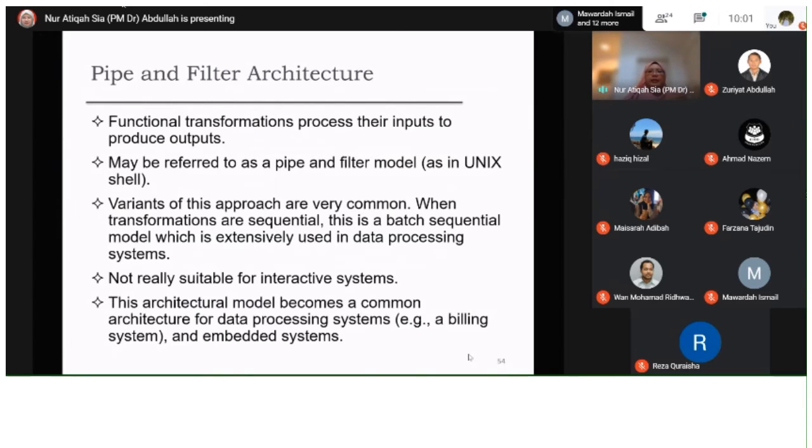That's why ini adalah nama dia sesuatu proses. So this kind of system is not suitable for interactive system. Interaktif bermaksud melibatkan user input. User input tak berapa sesuai untuk pipe and filter. Pipe and filter paling sesuai adalah contoh untuk data processing. Maksud you masuk je data sebagai input, dia akan mula proses, come out dengan output. Contoh billing system, contoh embedded system dan sebagainya.